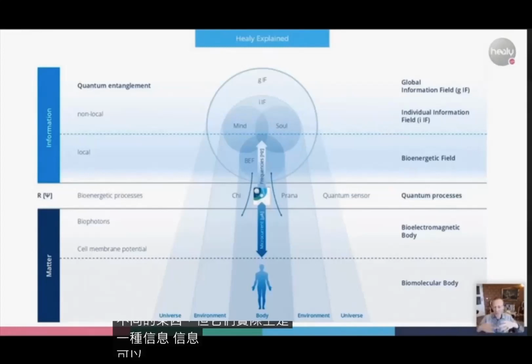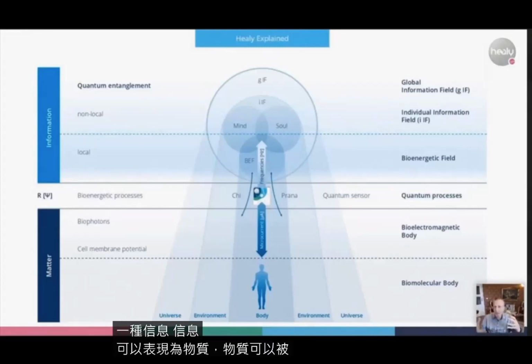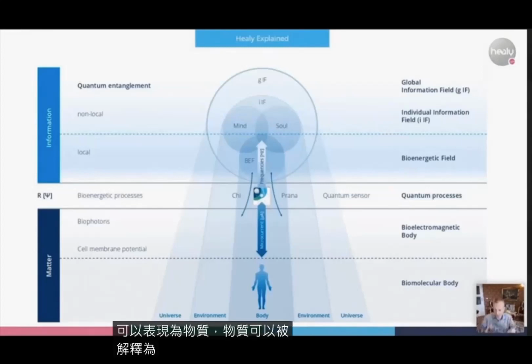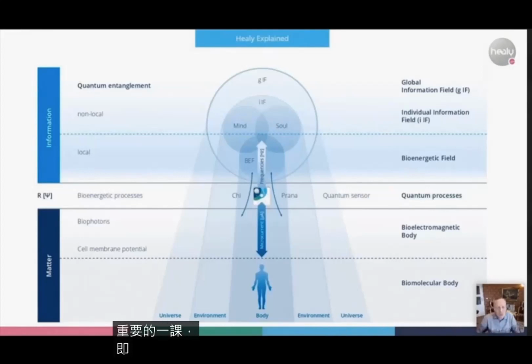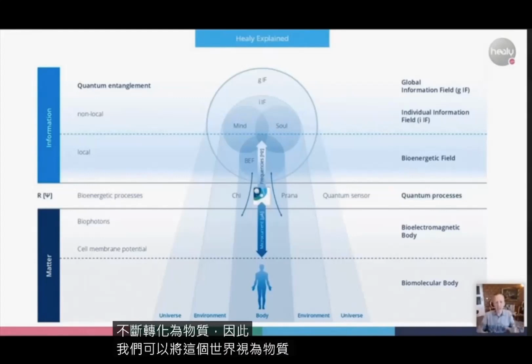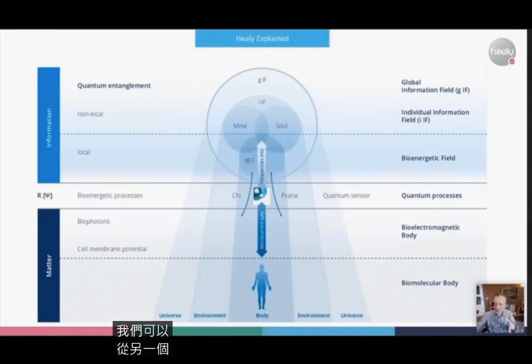Information can manifest as matter, and matter can be explained as information. Actually, that's a very, very important lesson of quantum physics, that matter on its deepest level is information, and information through energy transforms constantly into matter. So we can look at this world as matter, but we can look at the world from another perspective as information. And quantum physics actually looks at this world more as information than as matter. But we experience the world as matter with our senses, but our senses are gathering information about this world.